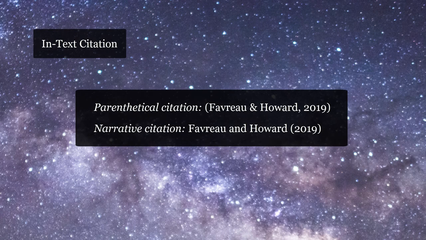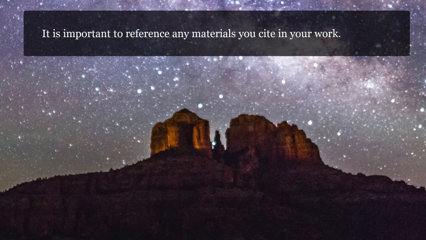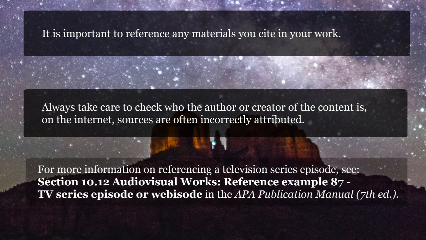In-text citation. Here is how it would look as an in-text citation. Use the names of the writer and the director, and then the year. It is important to reference any material you cite in your work. Always take care to check who the author or creator of the content is. On the internet, sources are often incorrectly attributed.